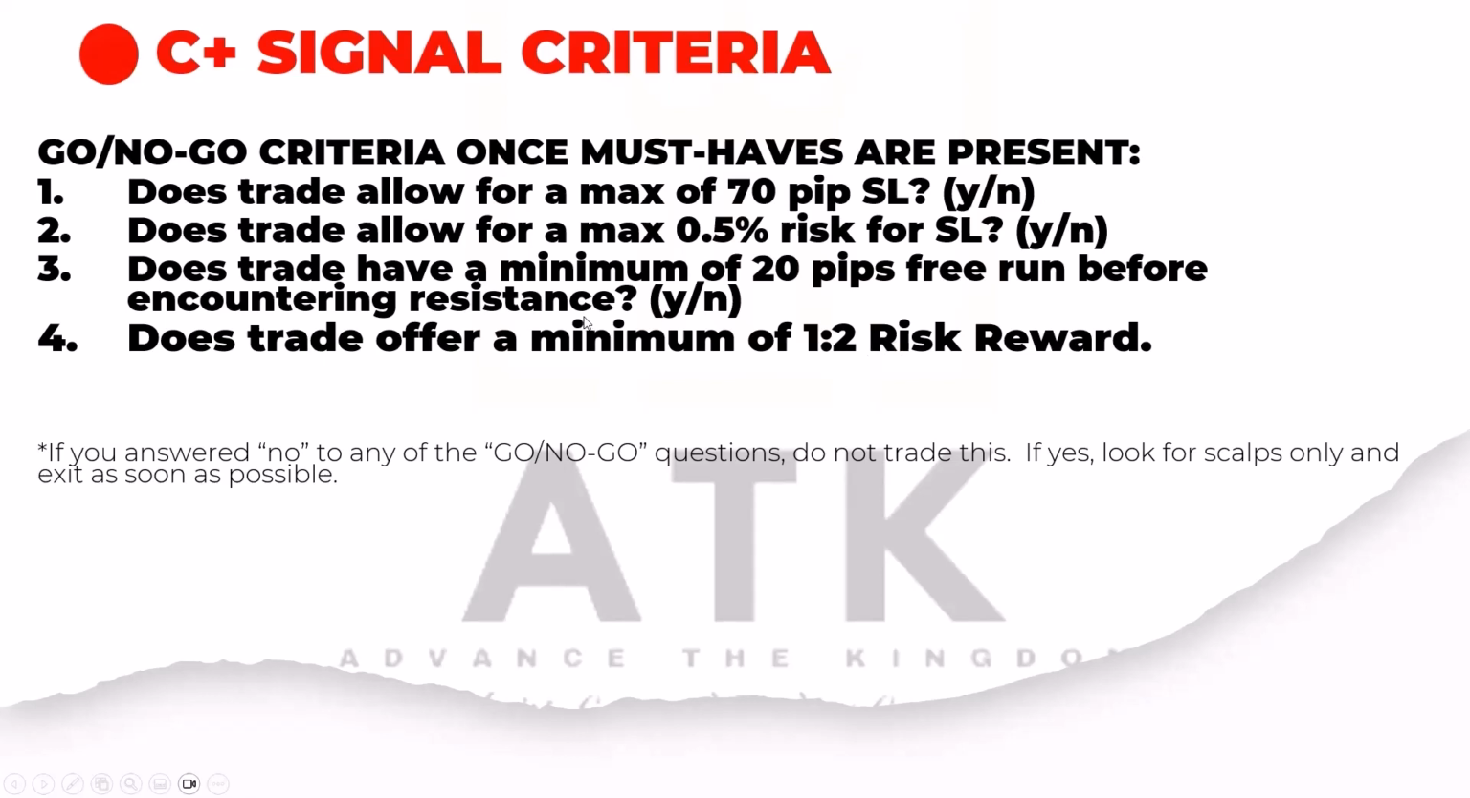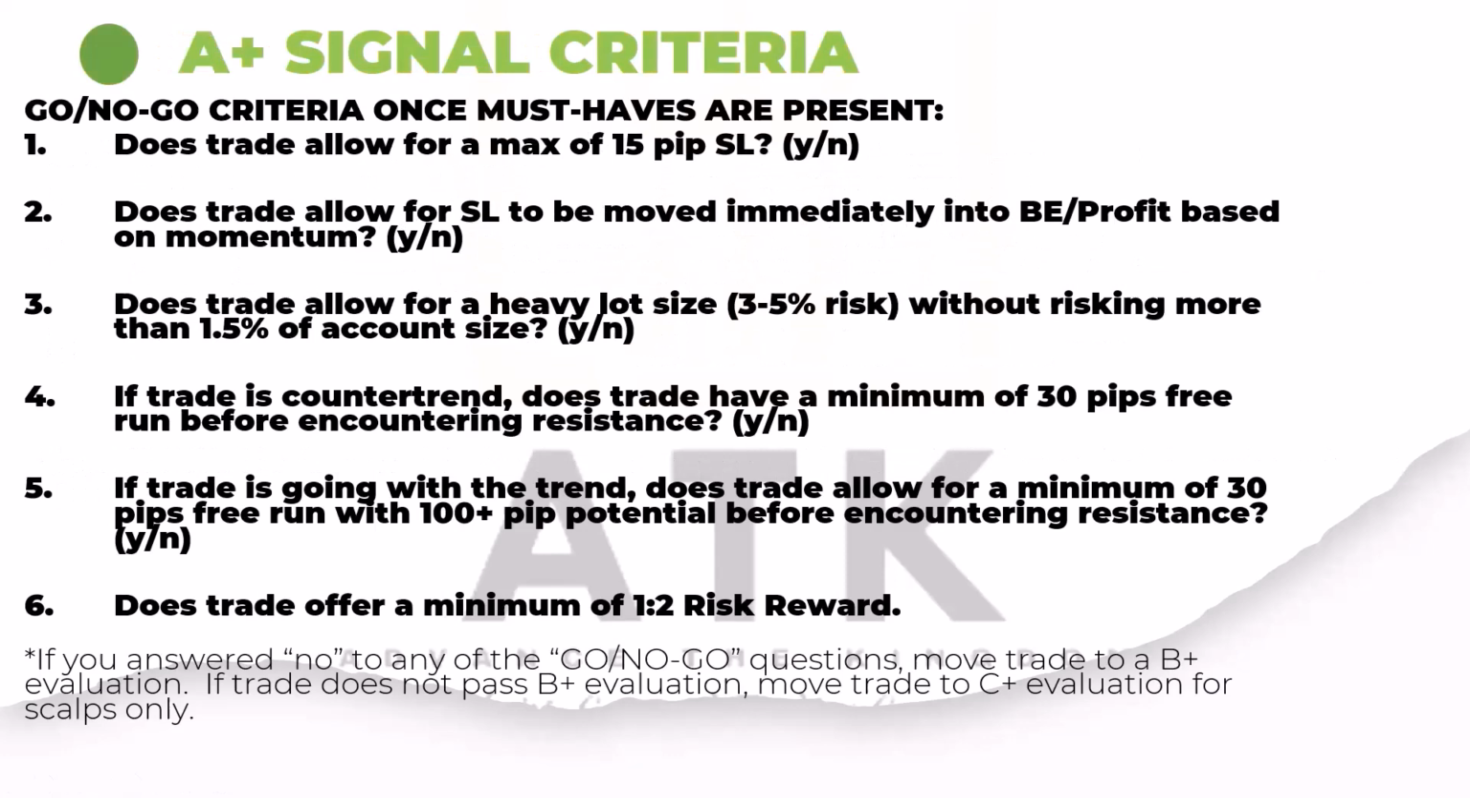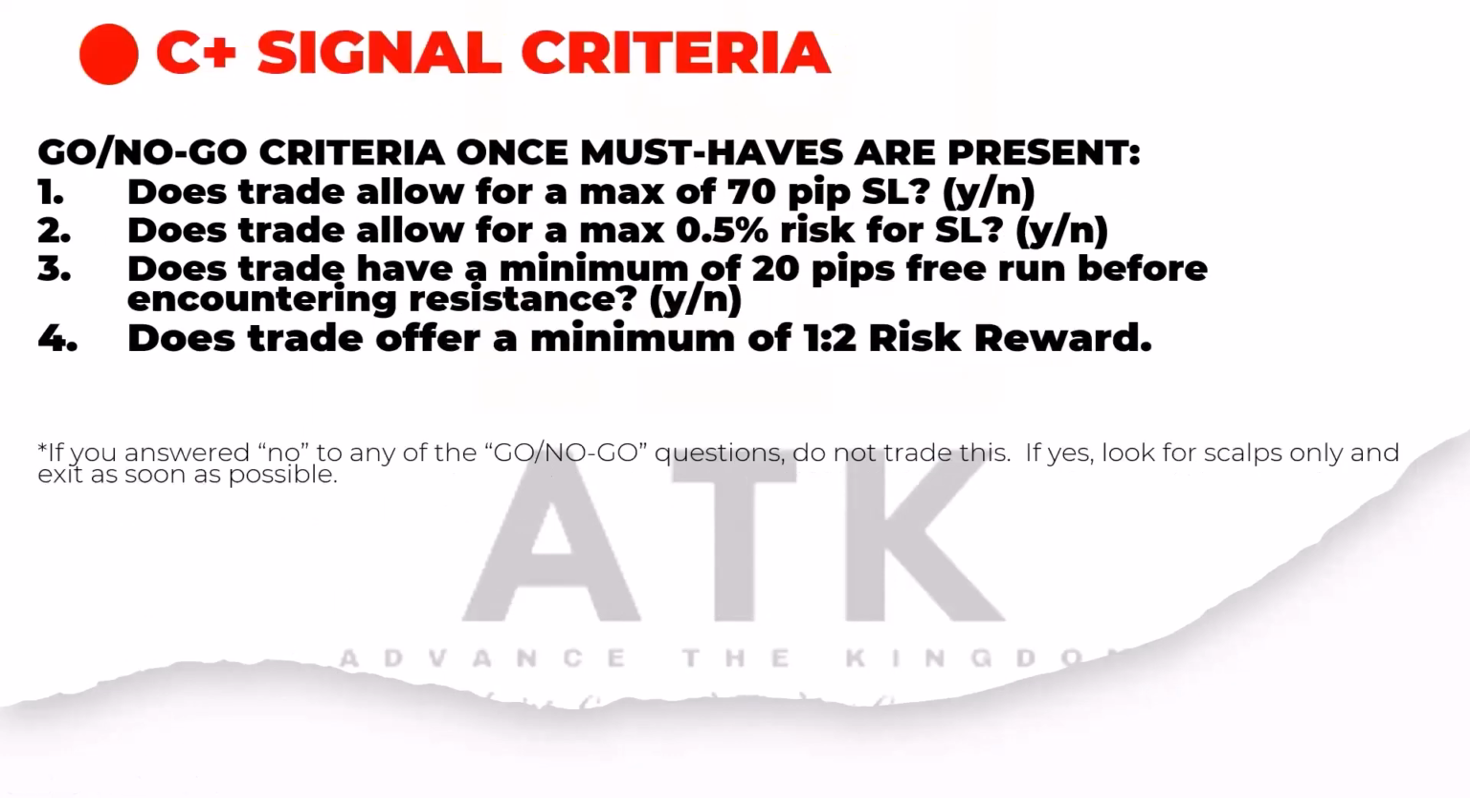And we really don't like taking C's. Every now and then we'll take a C, but we really don't like it. We really don't like taking B's, but we'll take a B+. We really like A's, just looking for A-type setups. And if it doesn't meet any of these criteria, we don't take the trade.